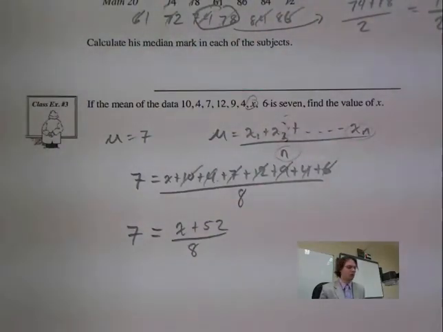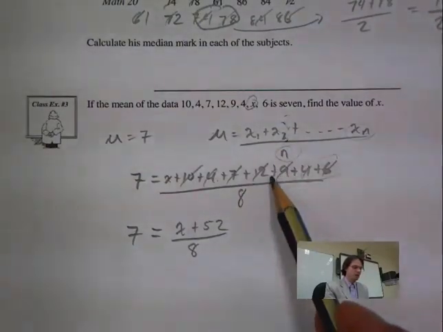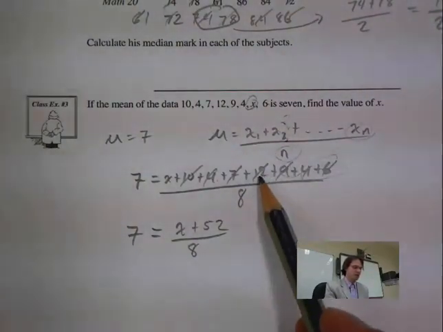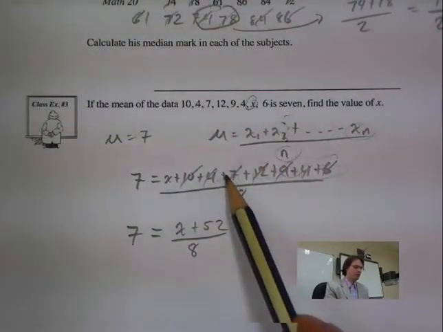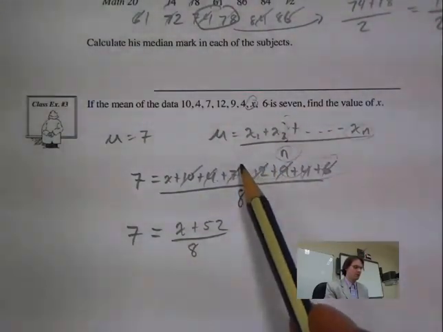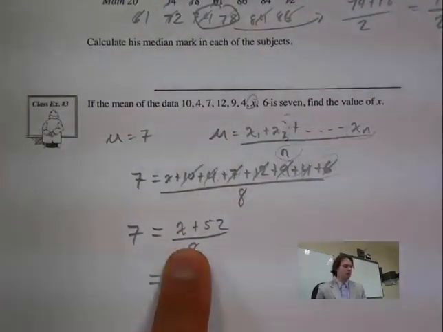I made a mistake. I hope I didn't. Let's check this again. 10, 19, 31, 38, 42, 52. Good. So now we have to solve for this.